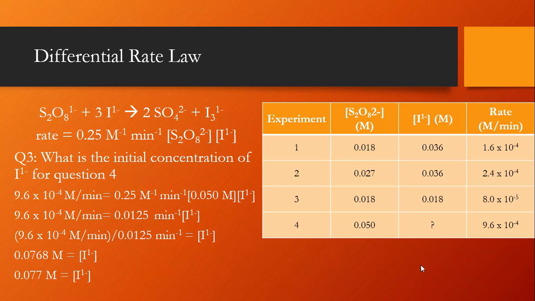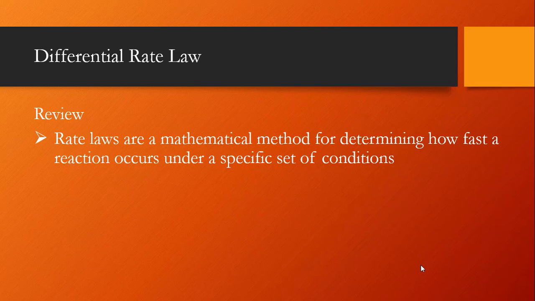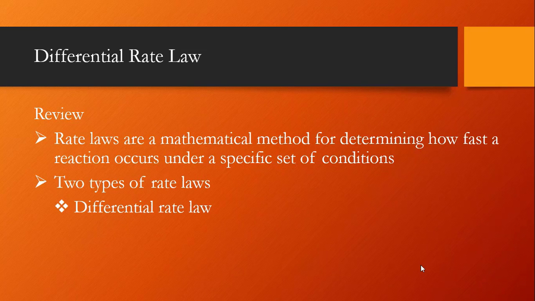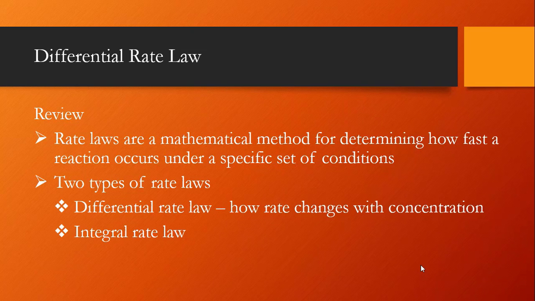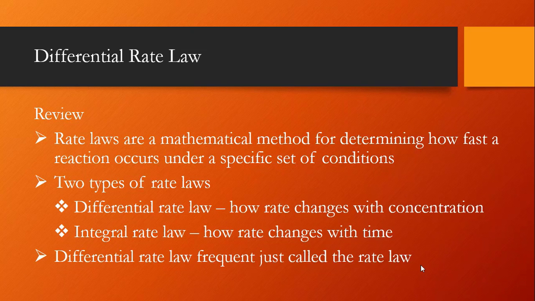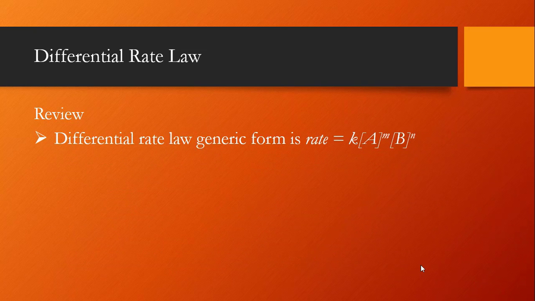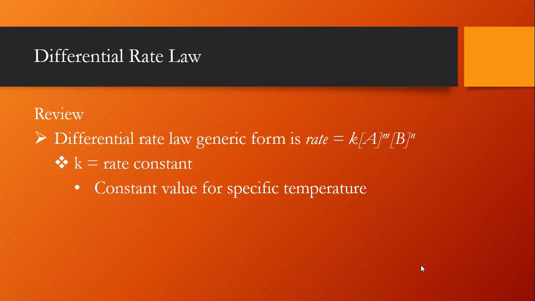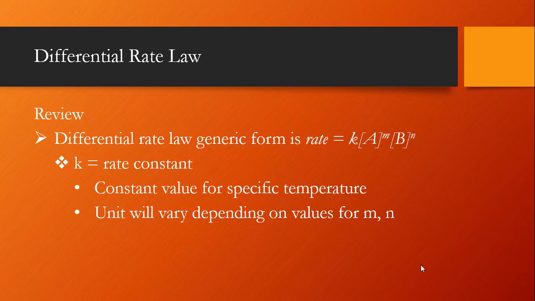So to review, rate laws are just a mathematical method for determining how fast a reaction occurs with a given set of conditions. There are two types: the differential, how rate changes with concentration, and the integral, how rate changes with time. The differential rate law is frequently just called the rate law. The generic rate law is rate equals k, A to the m, B to the n, where k is the rate constant.